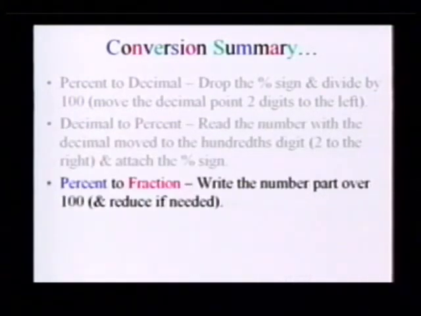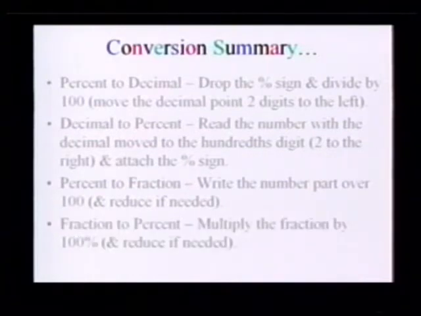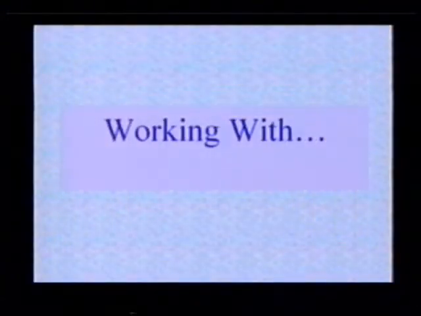To go from a percent to a fraction, you write the number part over 100, and then, as always, reduce if possible. And to go from a fraction to a percent, you multiply the fraction by 1, or as we said, by 100%, and then reduce if possible. Get the idea?